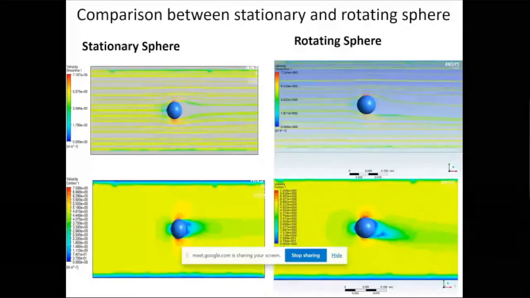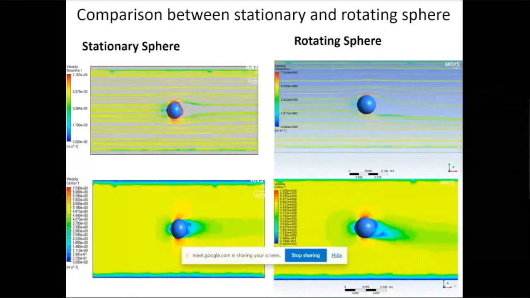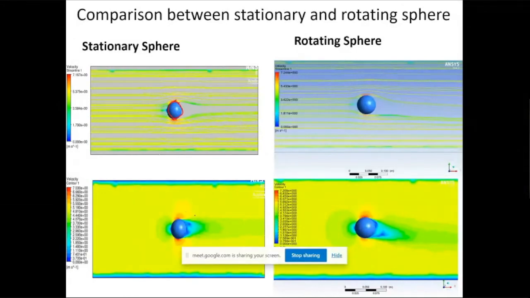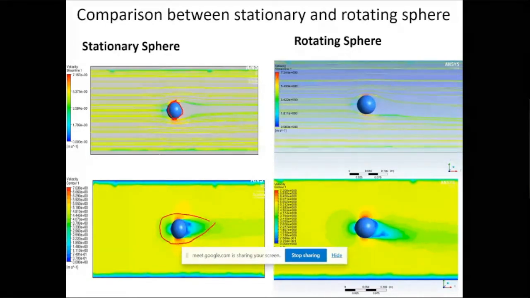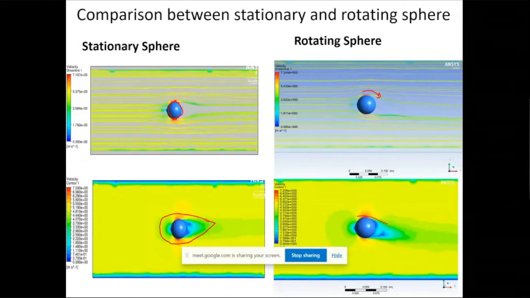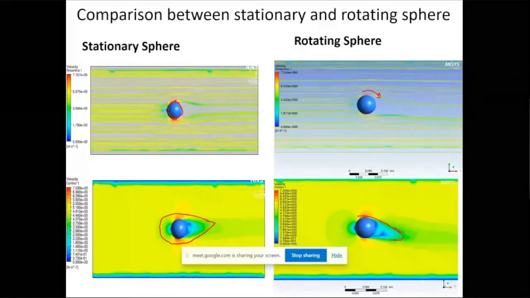Now this is the comparison between the stationary and rotating sphere. There you can see the stationary condition. When the sphere is stationary, you can get the maximum velocity is here, and the region you can see here, that is something like that. But once the sphere is rotating in this direction, you can see the region is being shifted here like this.